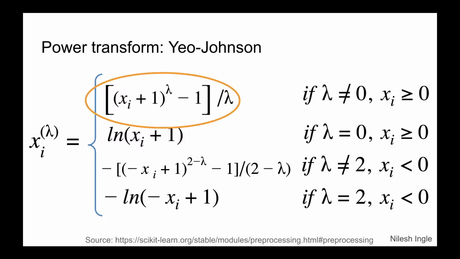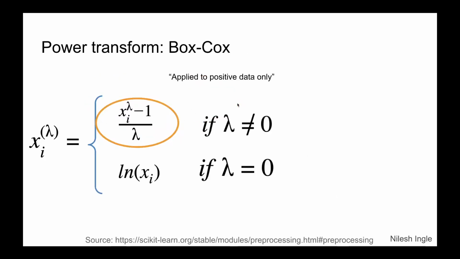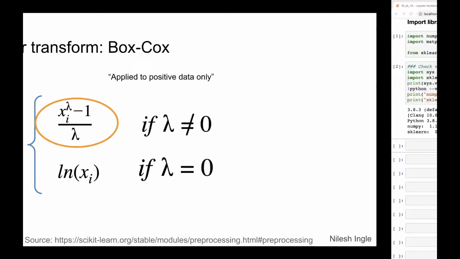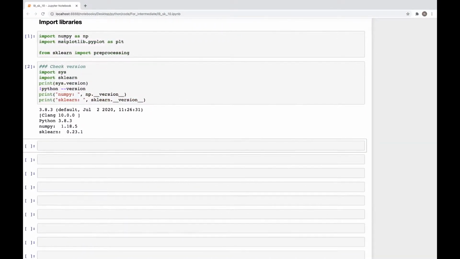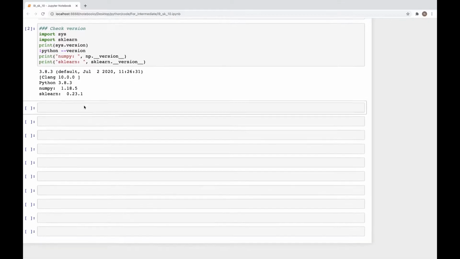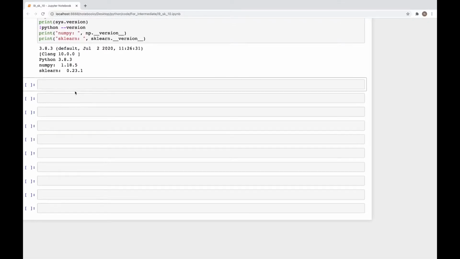And just to remind, this is the formula we'll use for the Yeo-Johnson transformation, here circled in orange. And for the Box-Cox transformation, we'll use this particular formula. So let's get into Jupyter Notebook and start coding. Here I've imported three libraries: NumPy, Matplotlib, and preprocessing from Scikit-learn. And these are the versions that I've installed: Python 3.8, and Scikit-learn 0.23.